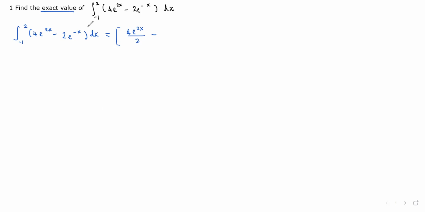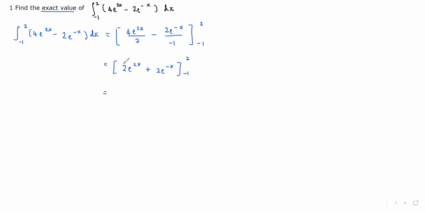And then negative 2e to the negative x. We have 2e to the negative x divided by negative 1. And this is evaluated from minus 1 to 2. So the first part here can be simplified to 2e to the 2x plus 2e to the negative x.